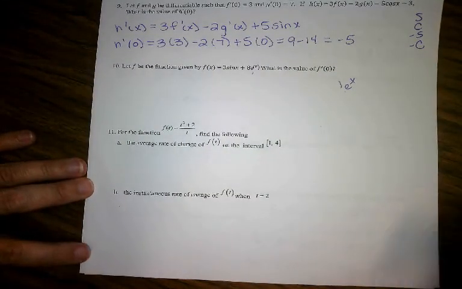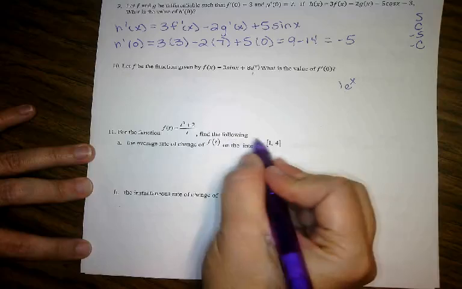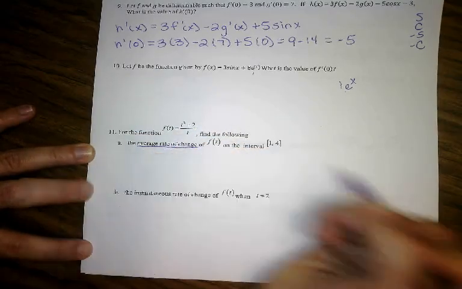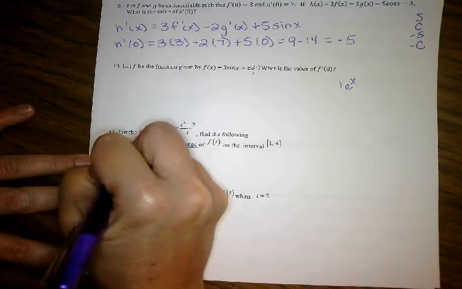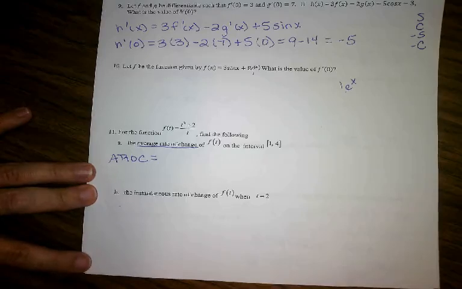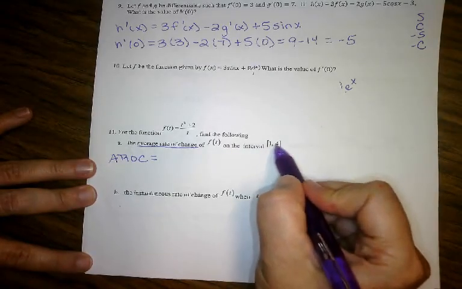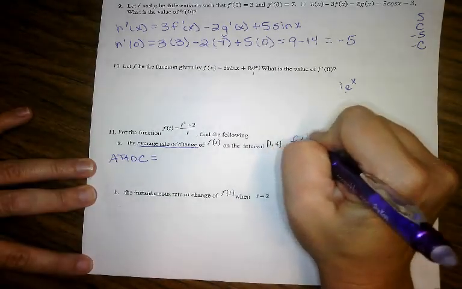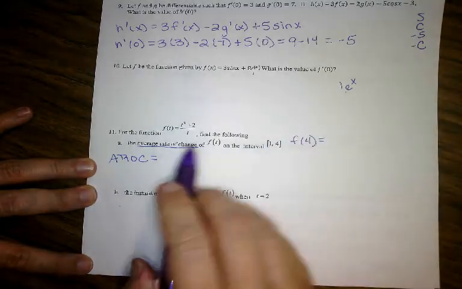Number 11. For the function, find the average rate of change. So AROC, average rate of change is just the slope formula that you've been doing since Algebra 1. You know how to do this. So they have given us the x values. Our job will be to find the y values. So I'm going to do f of 4 by just plugging into this function.